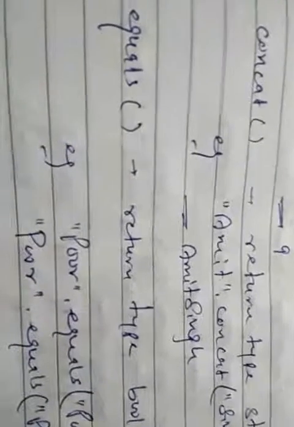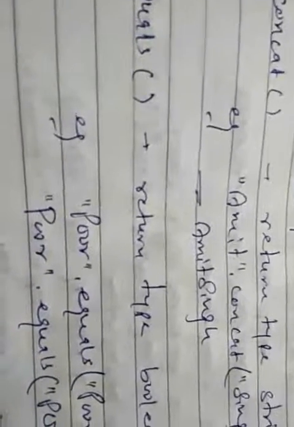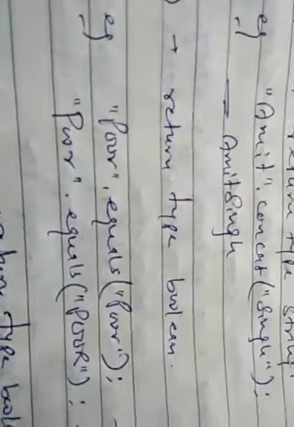Next function is equals. This function compares two strings exactly. If they are the same, this will return true, otherwise this will return false. So "poor".equals("poor"), in the first statement the answer is true because all the cases are the same, whereas "poor".equals("Poor"), the answer of this is false because the cases are not the same.